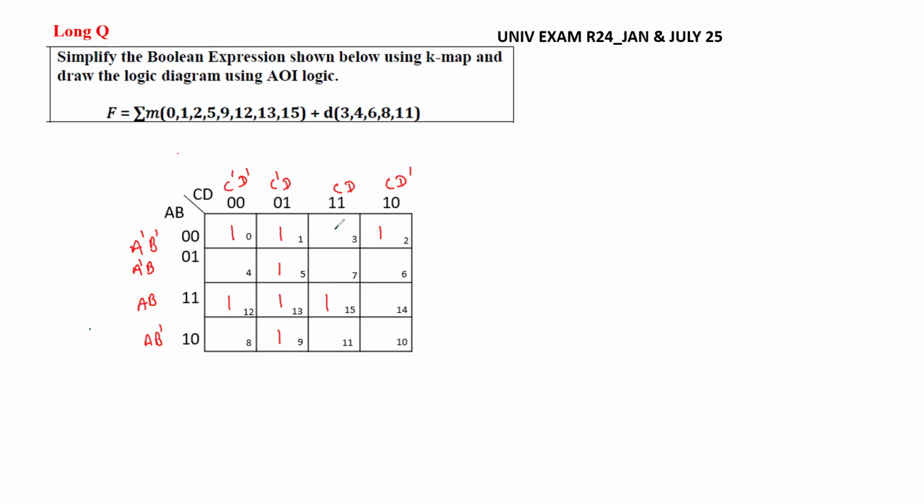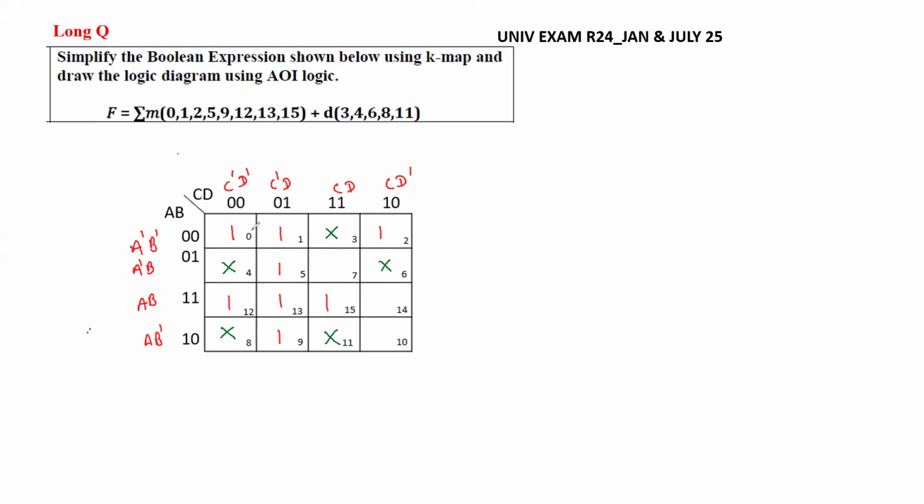So those don't care conditions we are going to write: 3 is another, next is 4, next 6, next 8, and the last one is 11. Okay. So now in this we have to make the combinations.